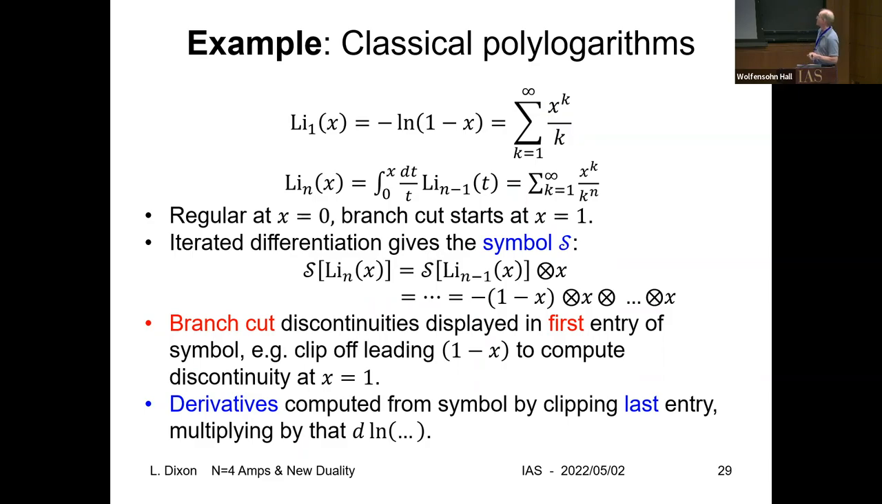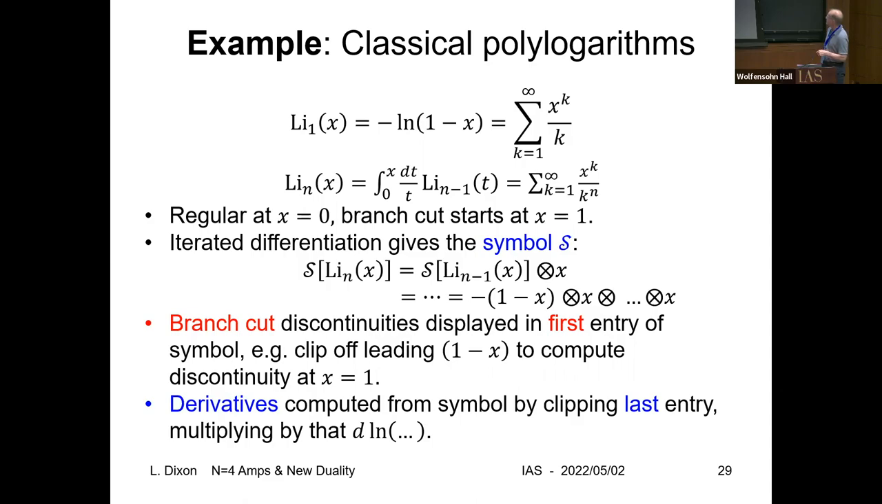Just as a quick example, if you've never seen this notion of the symbol before, we discussed these classical polylogs before, which are defined in the integral form as the integral dt over t of the previous one. And the first one, sometimes called Li1, is minus the log of 1 minus x. You all know this has a simple power series expansion, which converges for x less than 1, and it has a branch cut starting at x equals 1. When you do these integrals, you see a series that has the same radius of convergence, and the branch cut starts in exactly the same place, which is not surprising because you're integrating over something that has a branch cut starting at x equals 1.